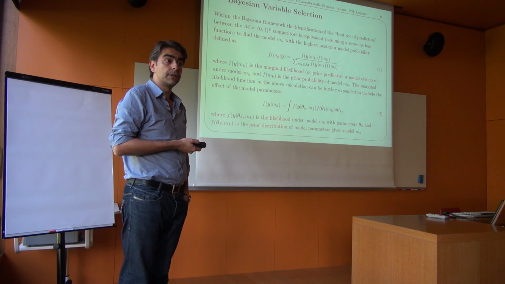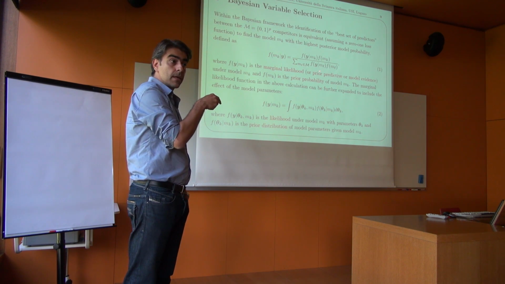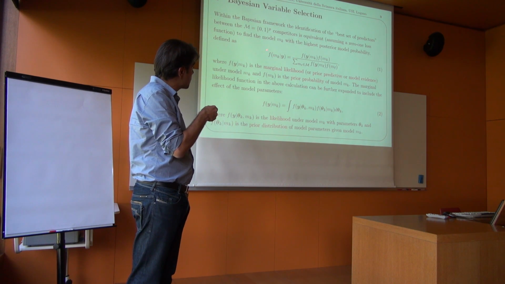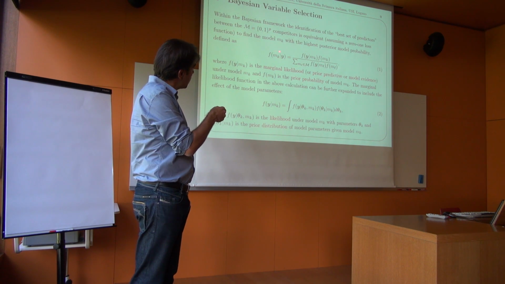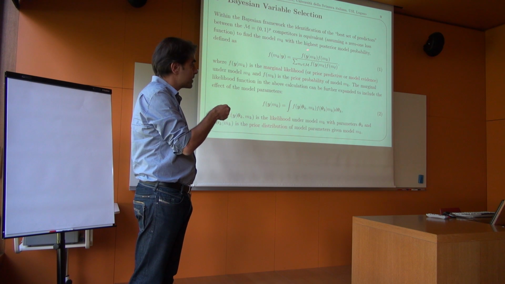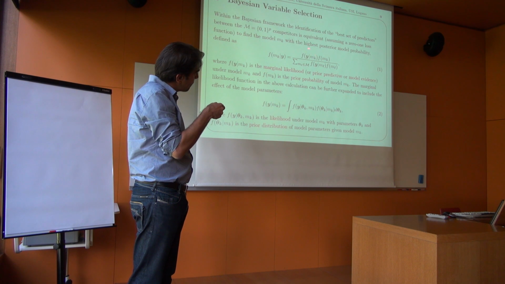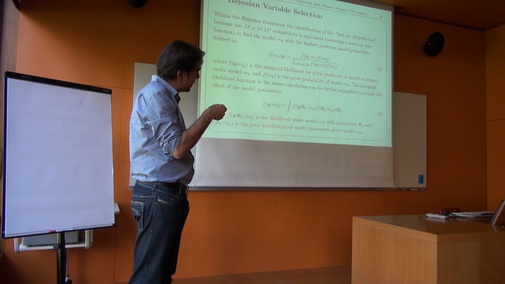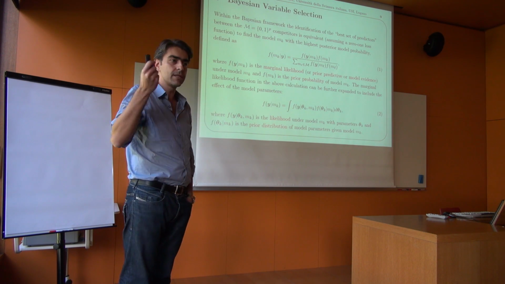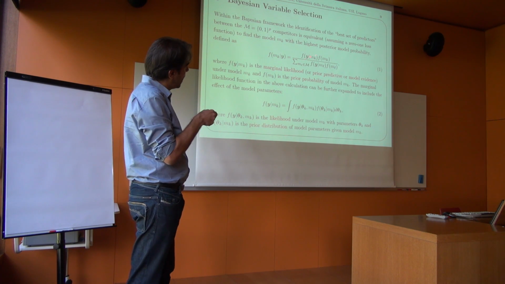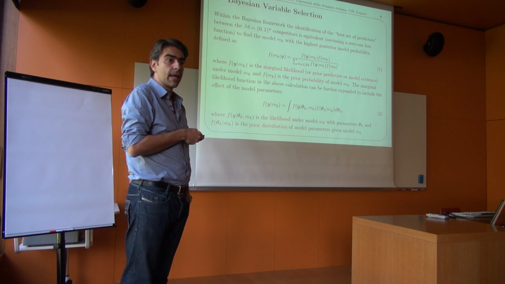Since we are Bayesians, we can calculate posterior model probabilities. In other words, we can calculate the posterior probability of model Mk given data Y, and if we use Bayes' formula here, then we have this ratio. Let's see how this ratio looks. In the numerator, we have this guy here. This is what we call marginal likelihood, or prior predictive, or model evidence. And this is a function of the data given model Mk.